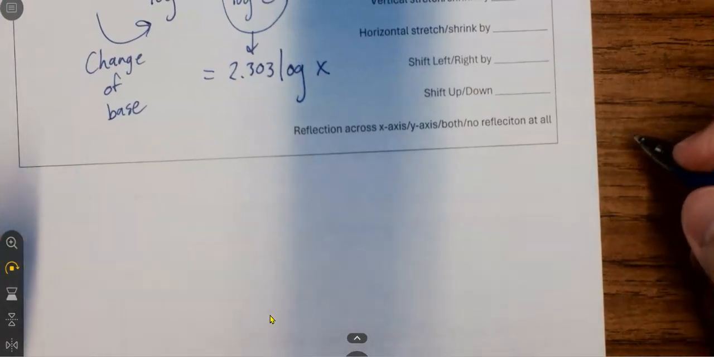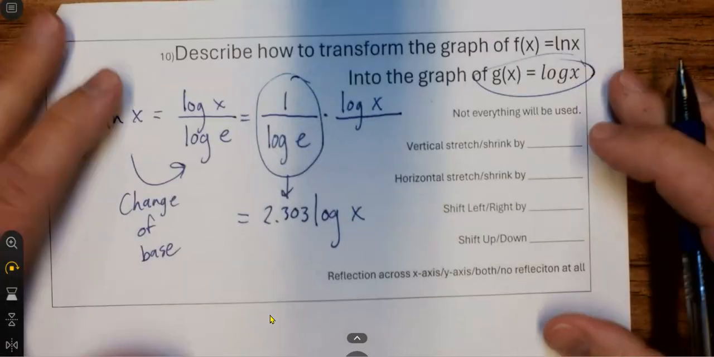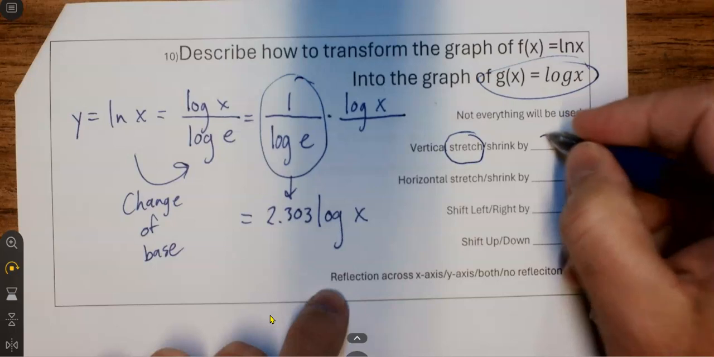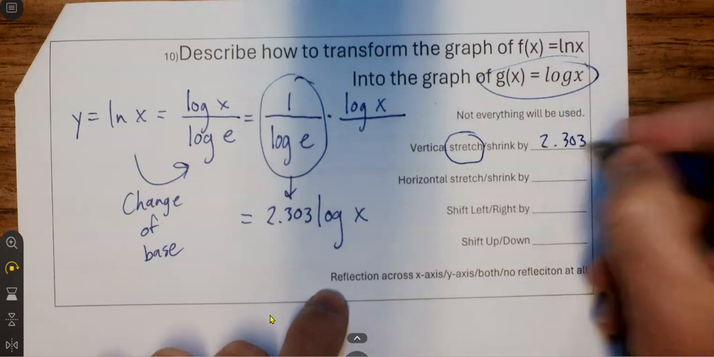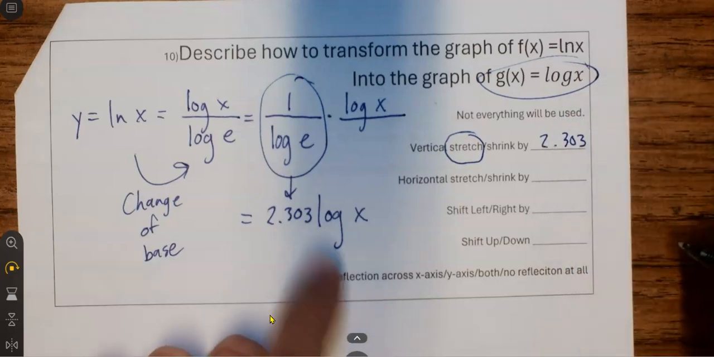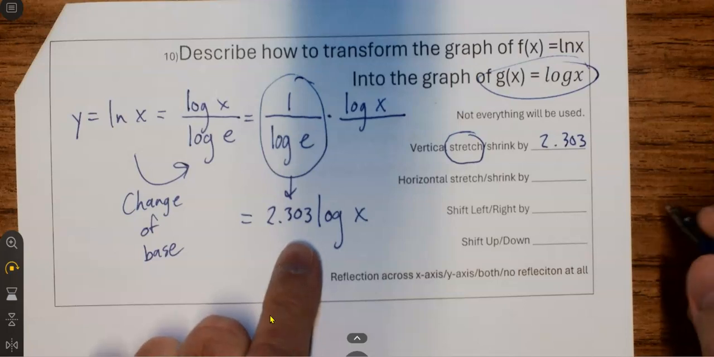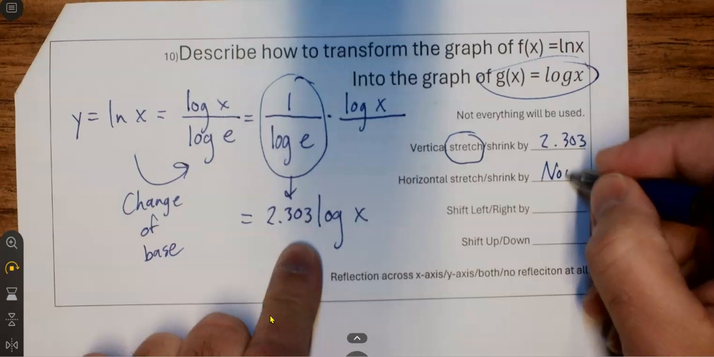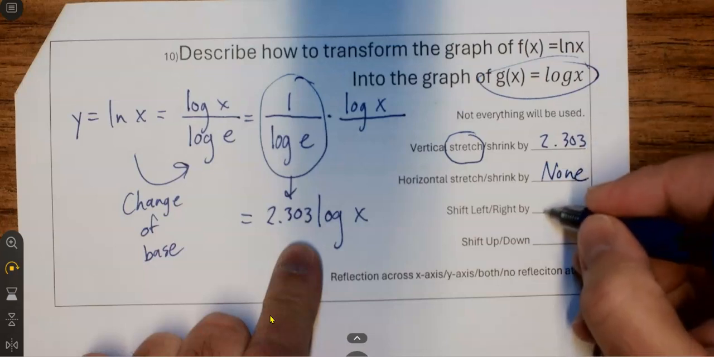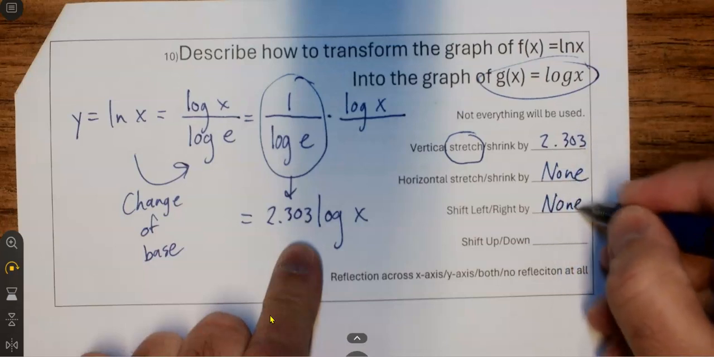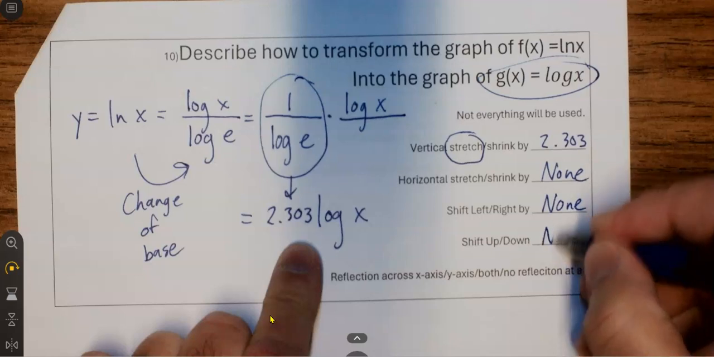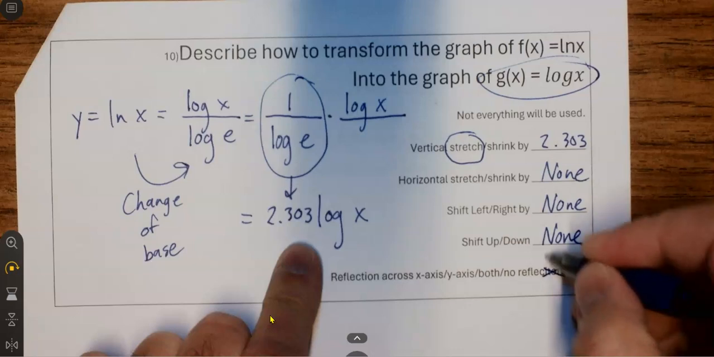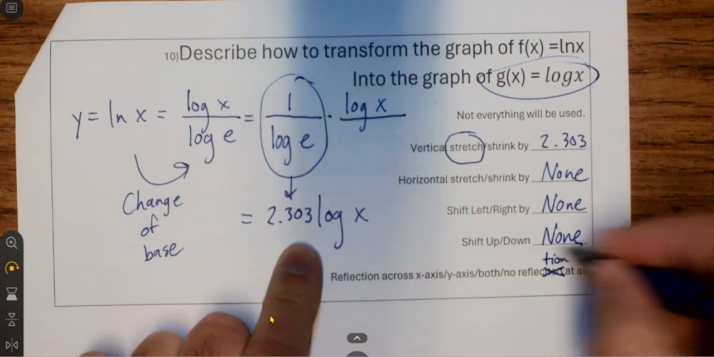Okay, so what do we got going on here? Vertical stretch by 2.303. Is that correct? Yeah, that's bigger than 1. How about horizontal? None. How about left and right? None. Up and down? None. Any reflections? Besides a misspelled word? No reflections at all.